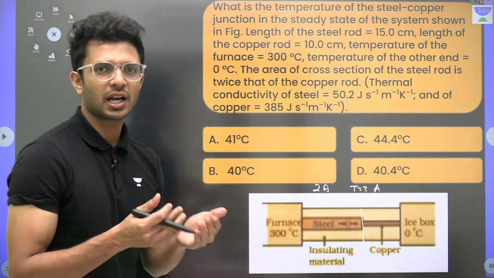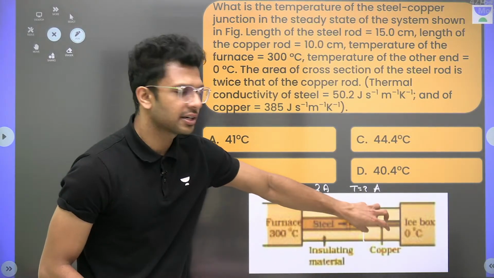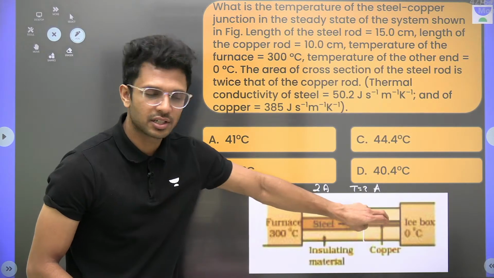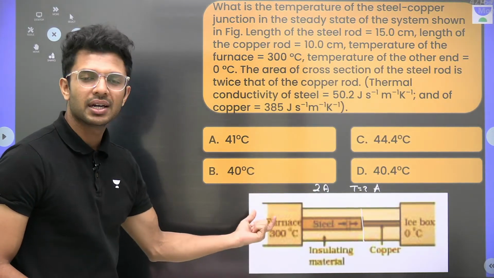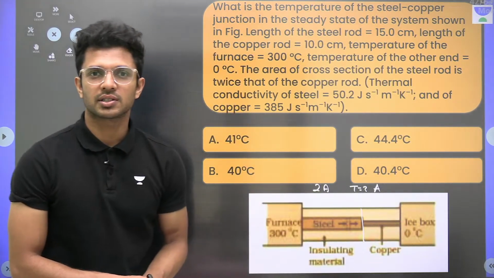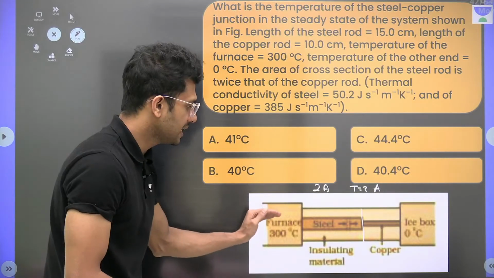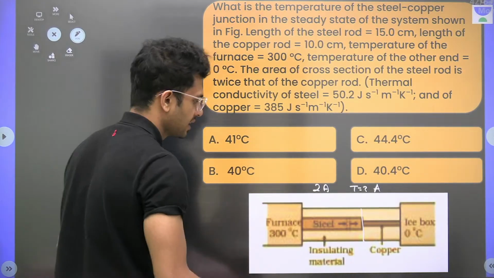Okay. How to do this? We know that this steel and copper is acting as a bridge so that heat energy can move from this high temperature furnace to this low temperature ice box, right? So there is only one way for the heat energy to flow from furnace. कैसे?